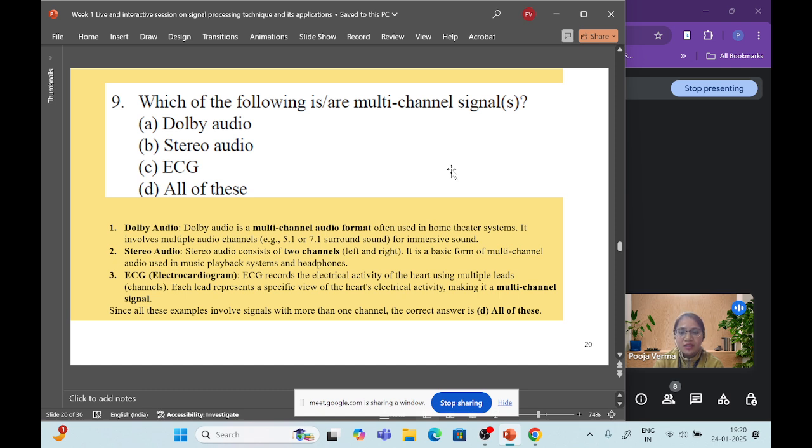Now the next one is ECG, electrocardiogram. ECG records the electrical activity of the heart using multiple leads, multiple channels. If you have seen an ECG machine, you can find multiple channels they are using to record the heart activity. So it is also a form of multi-channel signal. That means all of these are examples of a multi-channel signal: Dolby audio, stereo audio, and ECG. So option D is the correct answer for this question.